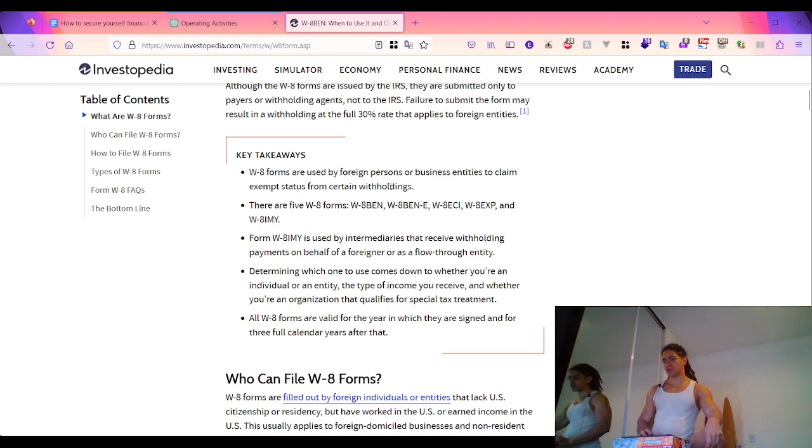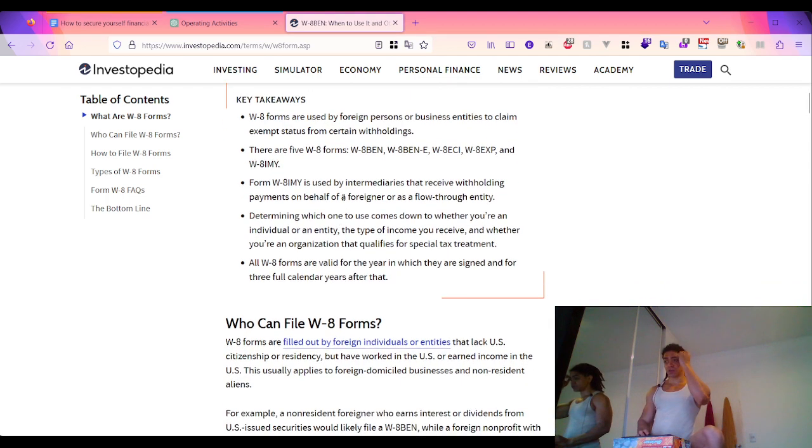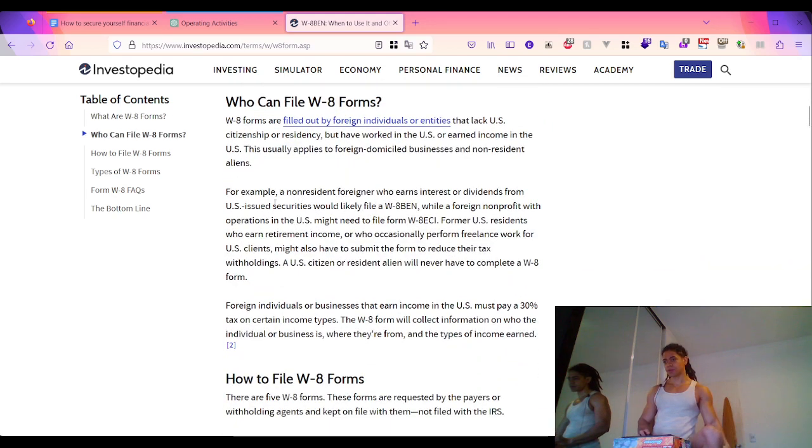W-8 forms are used by foreign persons or business entities to claim exempt status for certain withholdings. There are five W-8 forms, and one of them is used by intermediaries that receive withholding payments on behalf of foreign or flow-through entities. Determining which one to use comes down to whether you are an individual or an entity, the type of income you receive, and whether you are an organization that qualifies for special tax treatment.